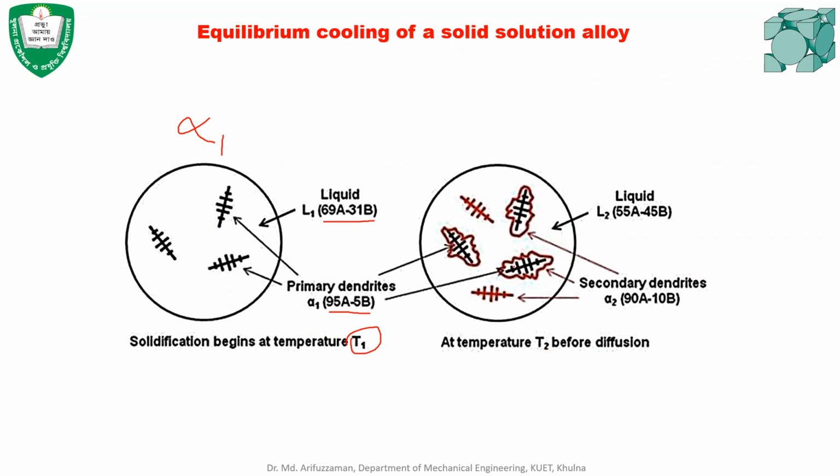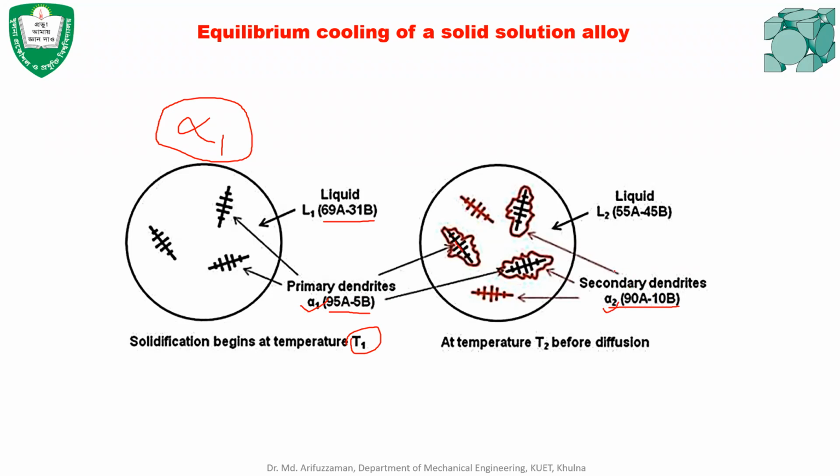How this occurs, if we want to explain that, that means once these dendrites of alpha 1 are formed, this is stable dendrites of alpha 1. When the temperature drops to the next level, that means a certain degree of temperature is dropped, then the solid that forms actually contains alpha 2, that means 90A 10B. Okay, and the previously formed dendrite like 95A 5B will be also present in this solution. In the solution, alpha 1 will also be present and alpha 2 will also be present.